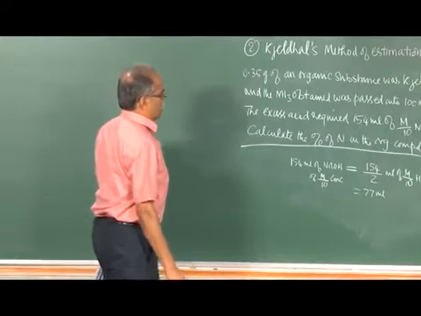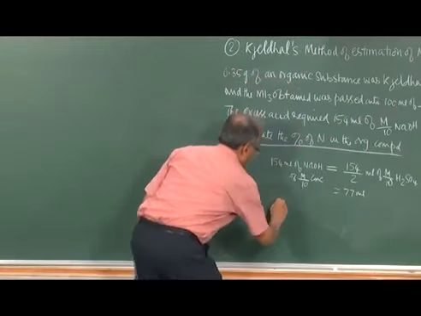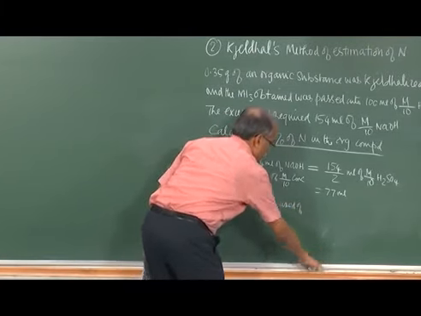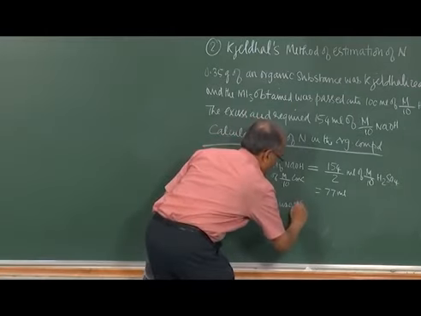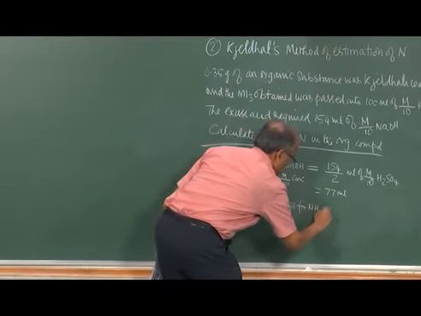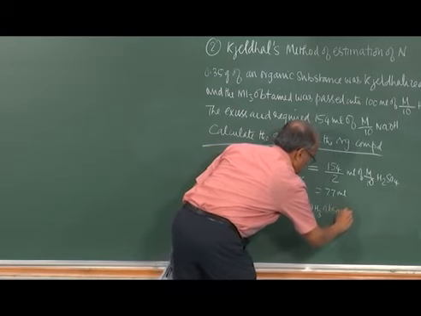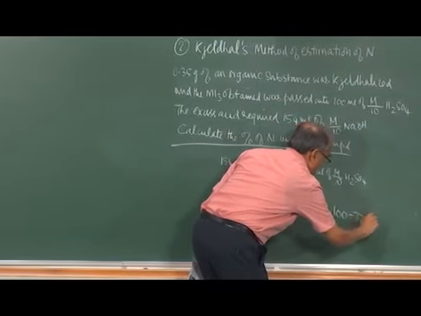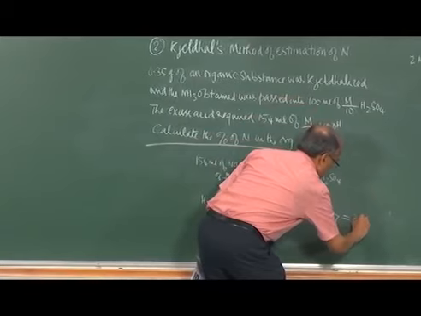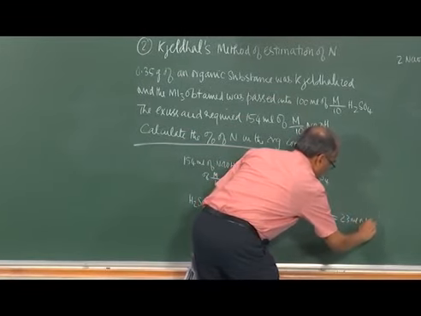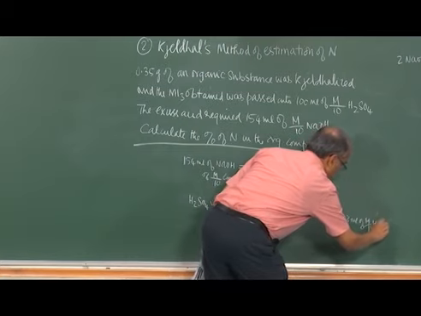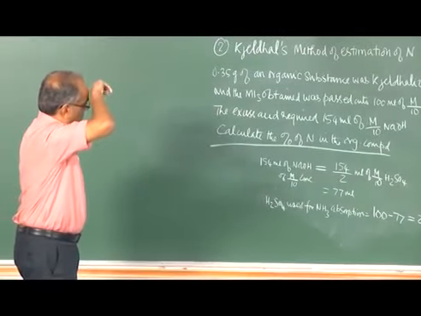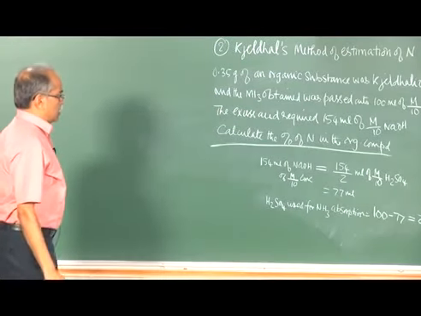Originally, the amount of sulfuric acid taken is 100 ml. Therefore, the sulfuric acid used for ammonia absorption is equal to 100 minus 77, which is 23 milliliters of M/10 sulfuric acid. So, 23 milliliters of sulfuric acid is actually used for the absorption of ammonia in this particular case.